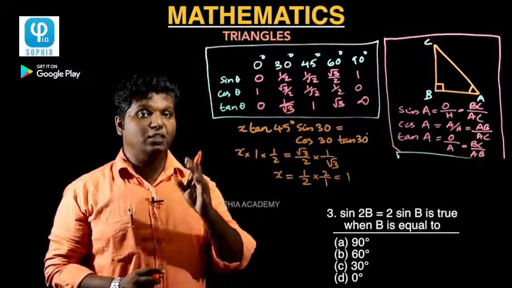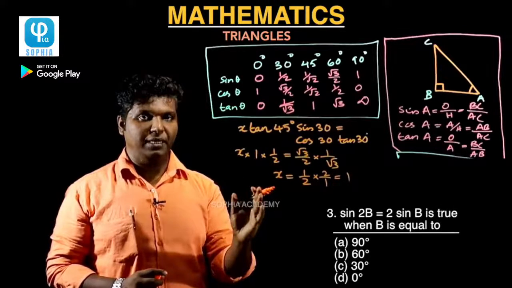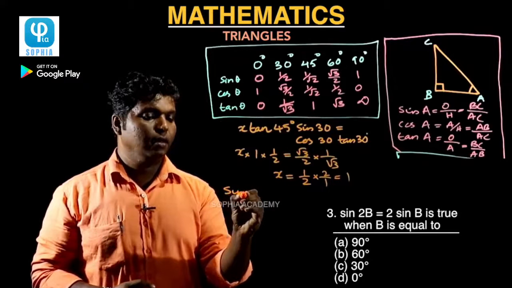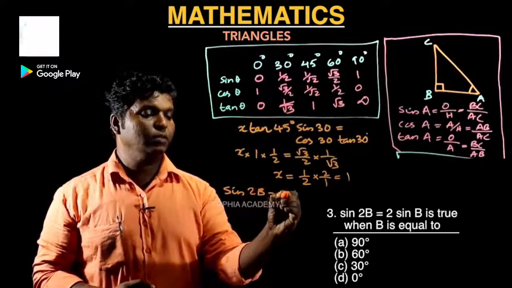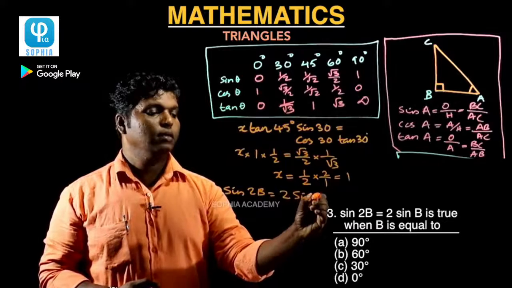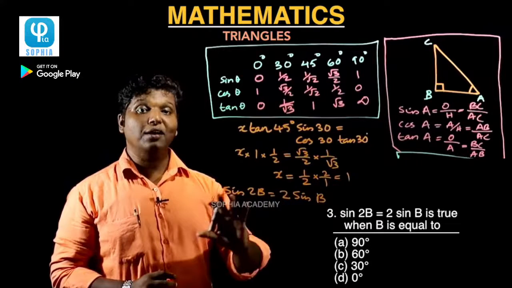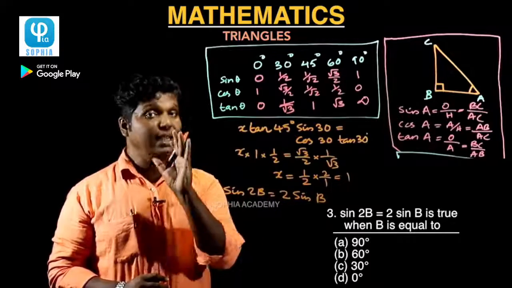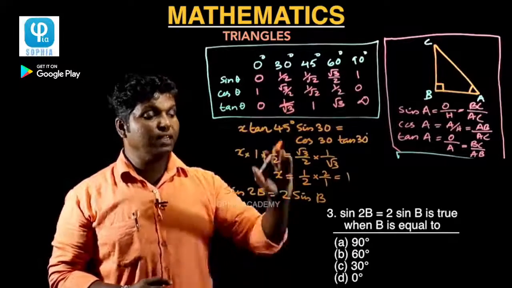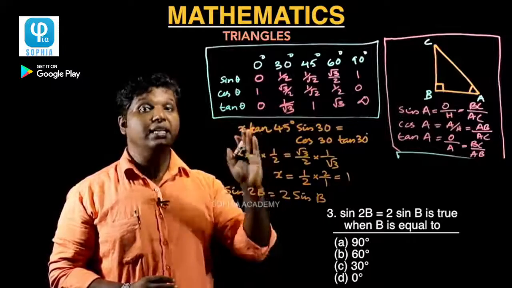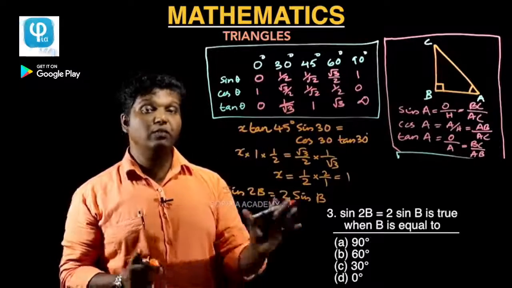Sin 2b is equal to 2 sin b. Let me write it. Sin 2b is equal to 2 sin b. So this is the thing which is given. It is true when b is equal to, there are 4 options given here: 0 degree, 30 degree, 60 degree and 90 degree. Which one is the relevant option?